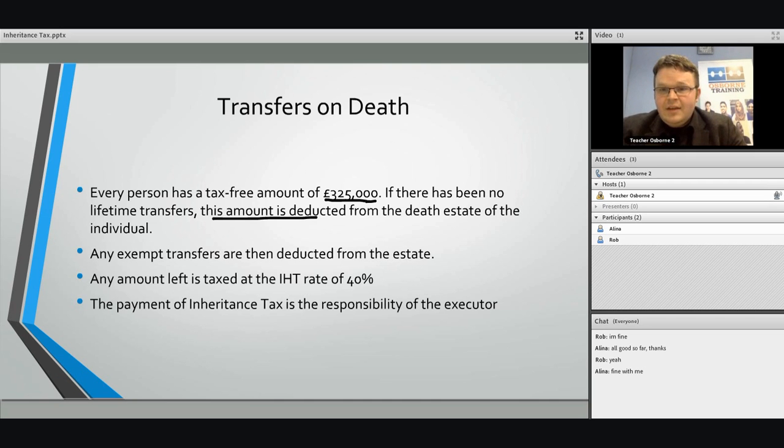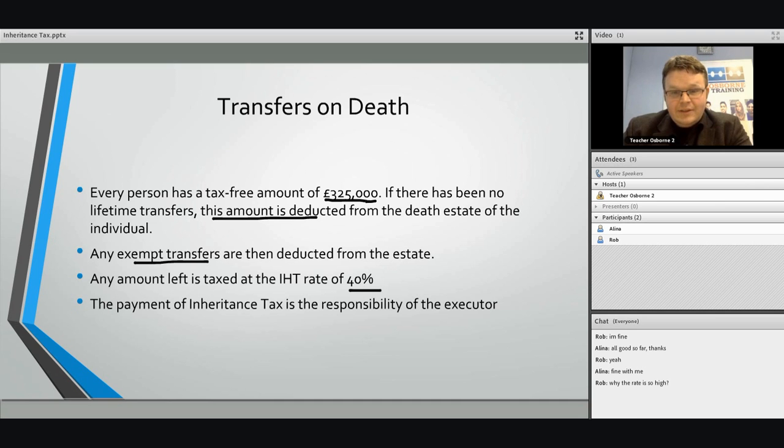So this is kind of the government's way of giving you, I wouldn't say free transfer, but a bit of sympathy, saying that we're not going to charge you on everything we transfer. You get 325,000 exempt transfers. So after we deduct the nil rate band, we deduct any exempt transfers. So remember we said spouses, political parties, things like that. After we do that, anything that's left is taxed at a very high rate. As you can see here, it is taxed at 40%. So that is quite a lot.